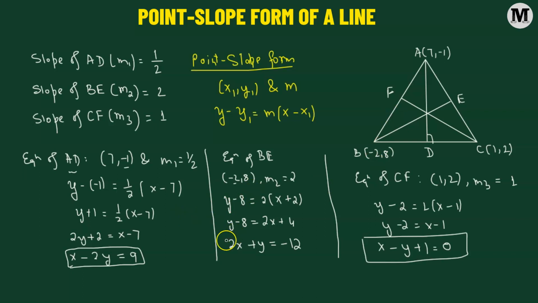So we have successfully obtained the equations of the 3 altitudes of the triangle ABC, whose coordinates of the vertices were provided to us. I've made a minor mistake here. This is not positive y, this is negative y. We have 2x minus y equals -12.